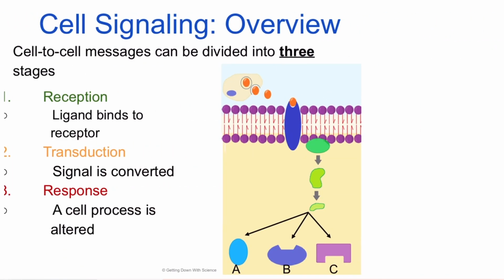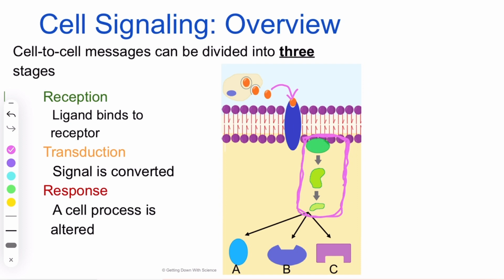And then we have response. So your cell is going to alter whatever it's doing in order to respond to that particular ligand and what that means. So looking at this one more time. So you have reception, you have a ligand that is binding to a receptor. You have transduction. That signal is being converted into these intermediate forms. A lot of times these are going to be like enzymes or other proteins. And then ultimately that's going to signal the cell to do something else. So that's going to signal the cell to stop breaking down sugar or start breaking down sugar, or it might be like a growth factor to where it's going to signal that the cell undergoes mitosis or stops undergoing mitosis.